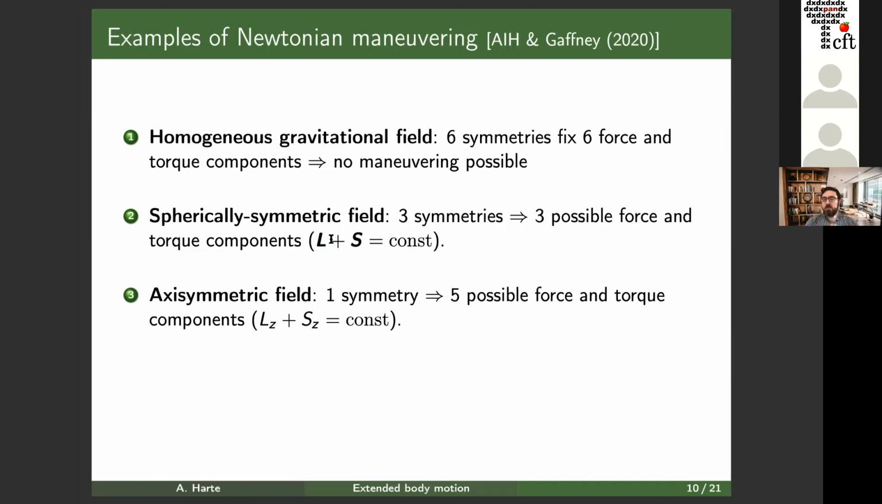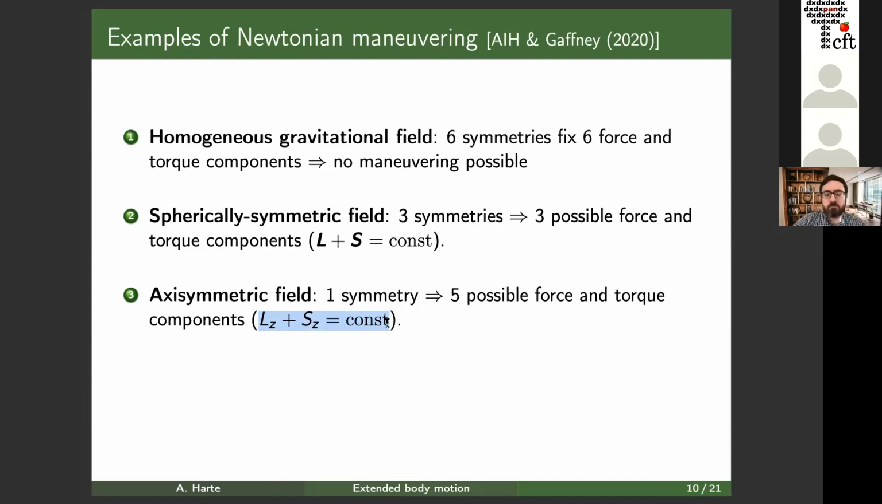Okay, if you now have an oblate gravitating mass, for example, then you just have axisymmetry. You just have this one direction of one rotation. So now you have really 6 minus 1, only 5 force and torque components still free. And in fact, angular momentum in general is not conserved, but just one component of it is. And this means that, for example, you can change the inclination of your orbit without spinning yourself up. This is something you can't do in spherical symmetry.